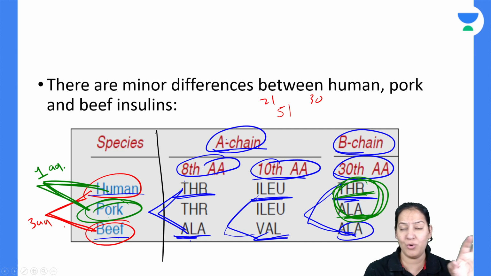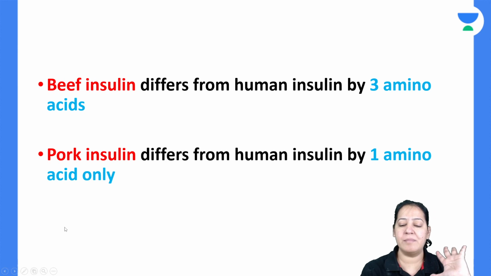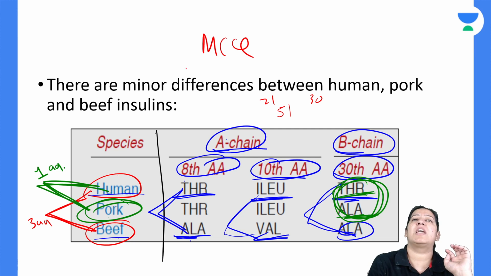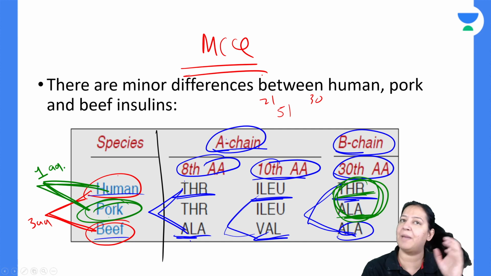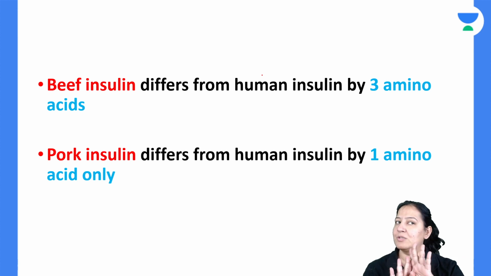Have you got it? You should know the exact number and the exact change, which amino acid is replaced by which amino acid. So many MCQs are framed from this table. You have to learn this table. There is no escape. You have to learn this table, right? There is no escape, right?